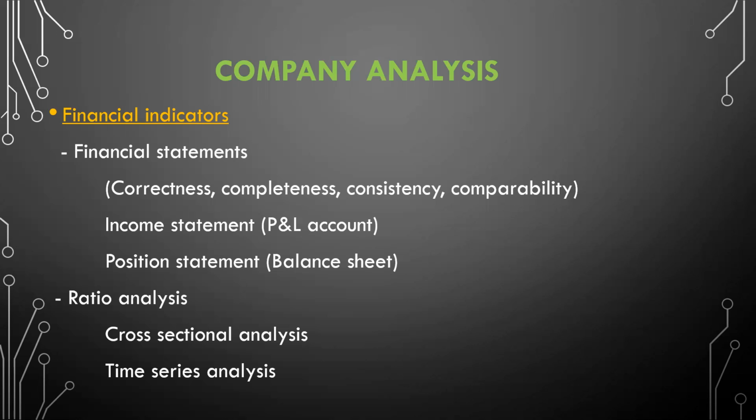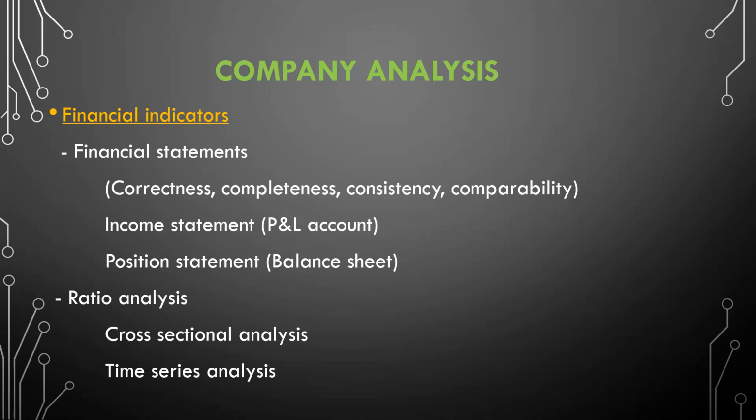The financial statements are mainly of two types: the income statement, which is also known as profit and loss account, as well as a position statement, which is also known as the balance sheet. Now, while we are analyzing the income statement, we need to consider certain elements, such as earnings from regular operations.